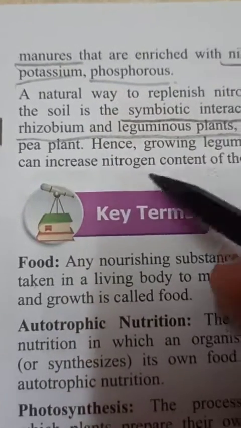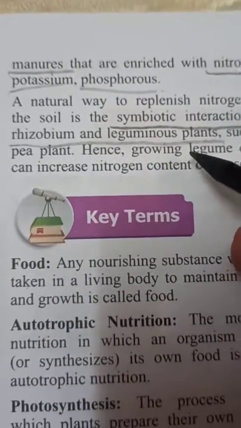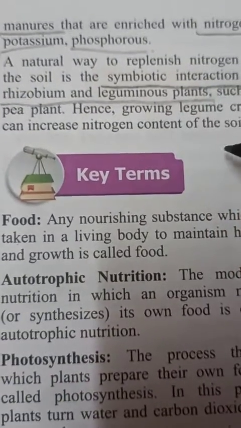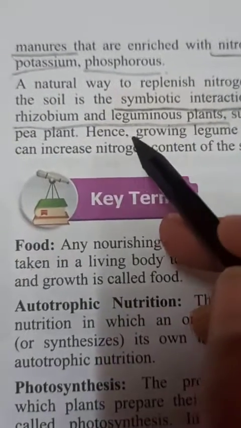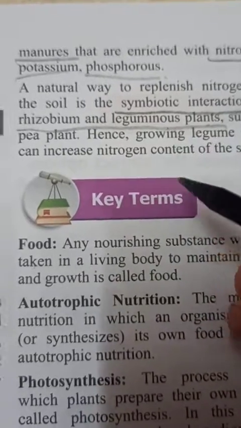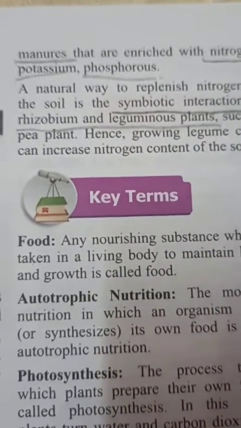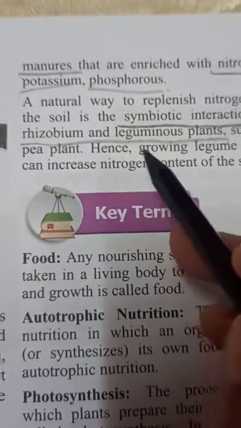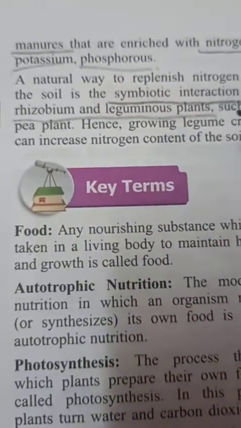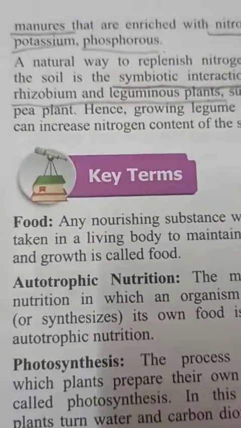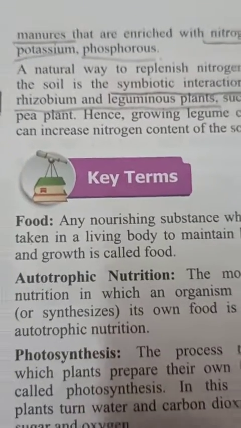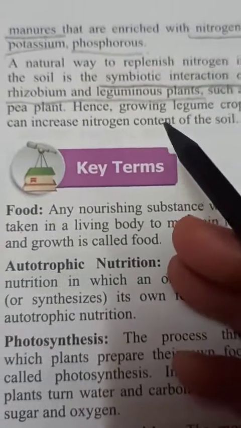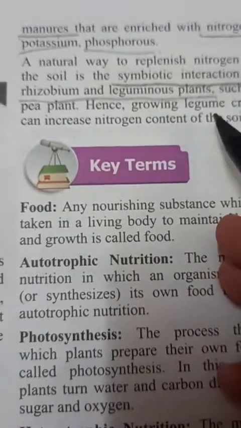So children, in the natural way, plants can replenish the soil when we grow leguminous plants in between our main crops. It is beneficial to grow leguminous plants after main crops like wheat and rice, so that nutrients can be replenished in the soil.